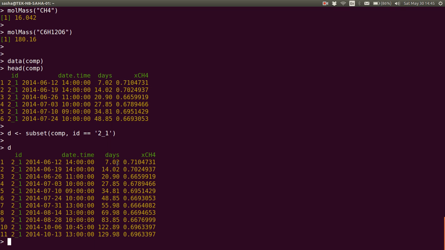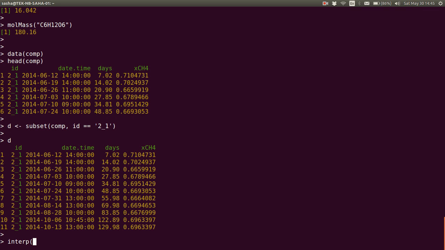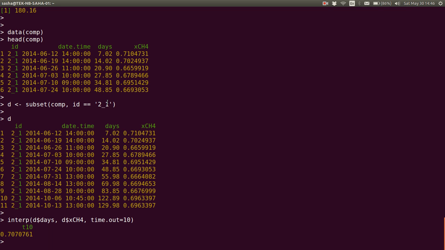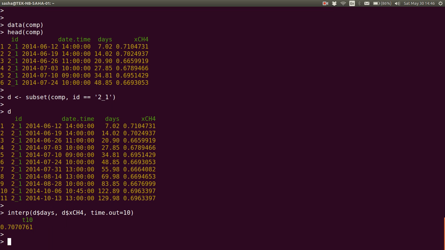So if we wanted to interpolate to, let's say, 10 days, we could do it like this. Time.out is where we specify when, and the interpolated value is 0.707. It's also possible to use a POSIX object for this first argument, the time argument.